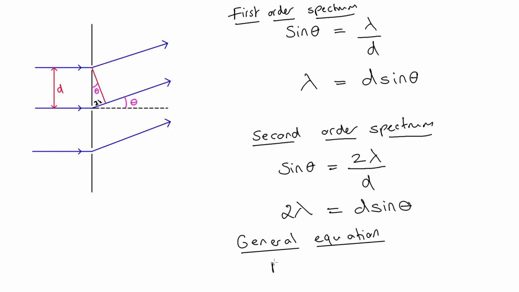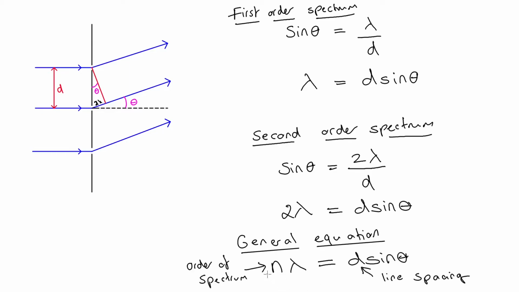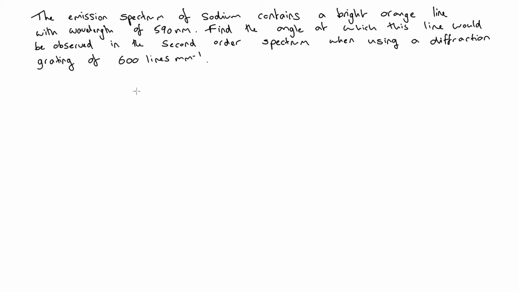So the general equation would be n lambda equals d sine theta, where d is the line spacing, n is the order of the spectrum, so that would be 1 for the first order spectrum, 2 for the second order spectrum, 3 for the third order spectrum, and so on. And theta is the angle at which that order of spectrum is observed. So it's the angle through which light has been diffracted to reach that order of spectrum. Okay, so for diffraction gratings, we have a formula, n lambda equals d sine theta.